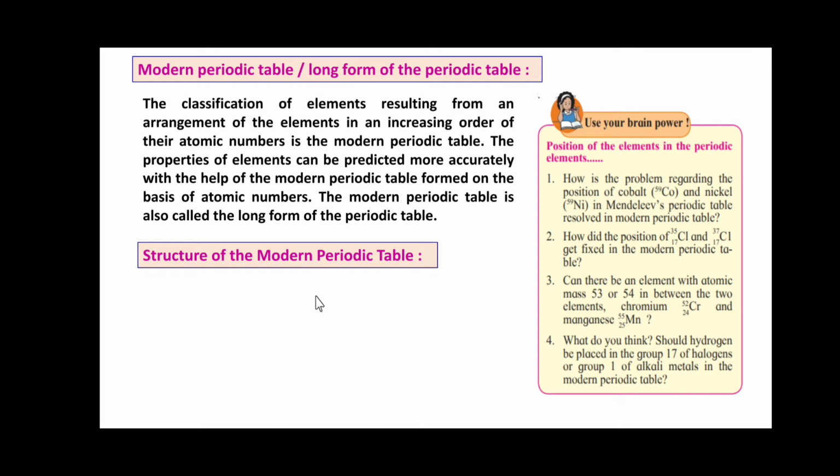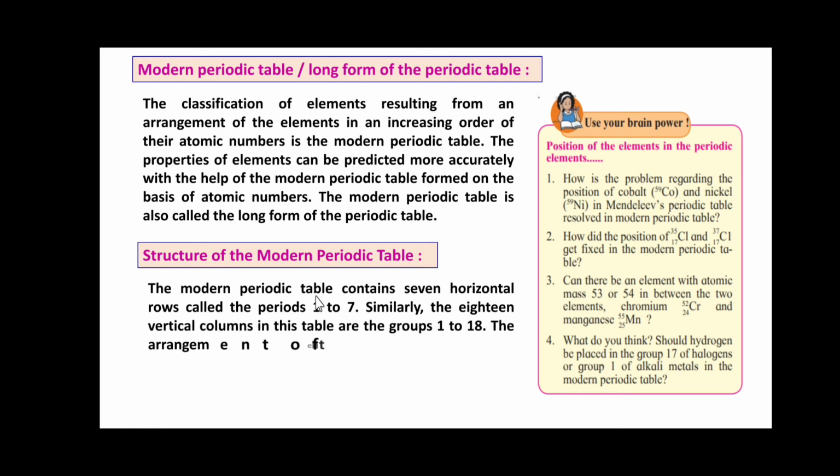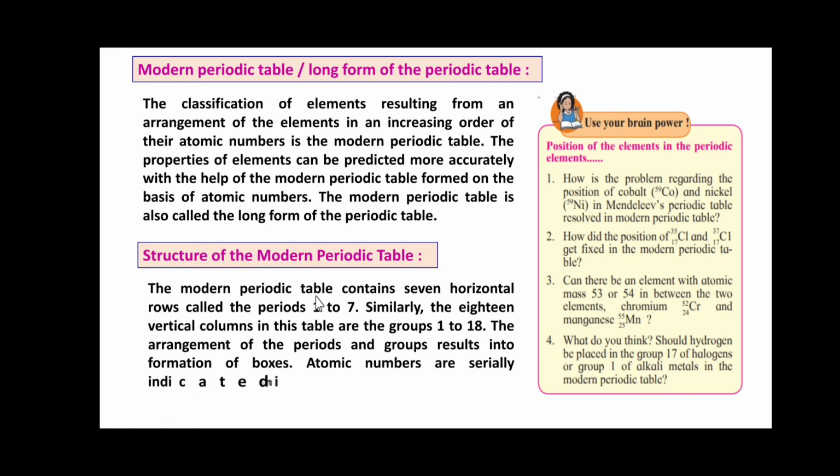The modern periodic table contains 7 horizontal rows, and those are called periods 1 to 7. Similarly, the 18 vertical columns in the table are the groups 1 to 18. The arrangement of the periods and the groups results in the formation of boxes. Atomic numbers are serially indicated in the upper part of those boxes. Each box corresponds to the place for an element.